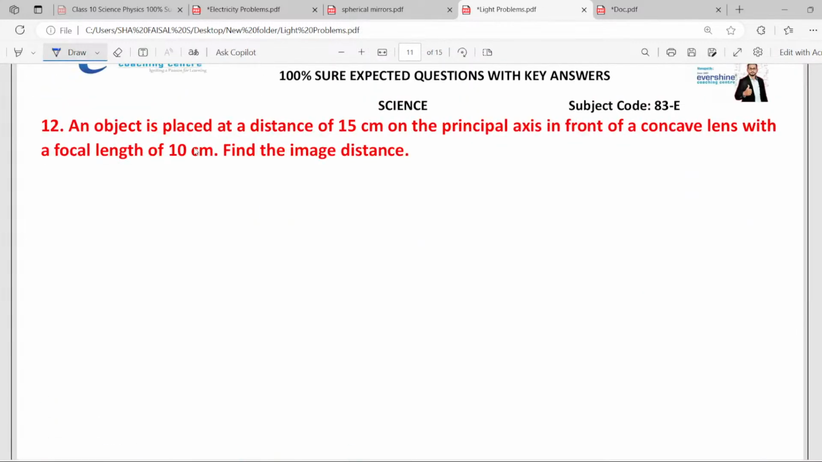Yeah, next question. Can you see this? An object is placed at a distance of 15 centimeter on the principal axis in front of a concave lens with a focal length of 10 centimeter. Find the image distance.